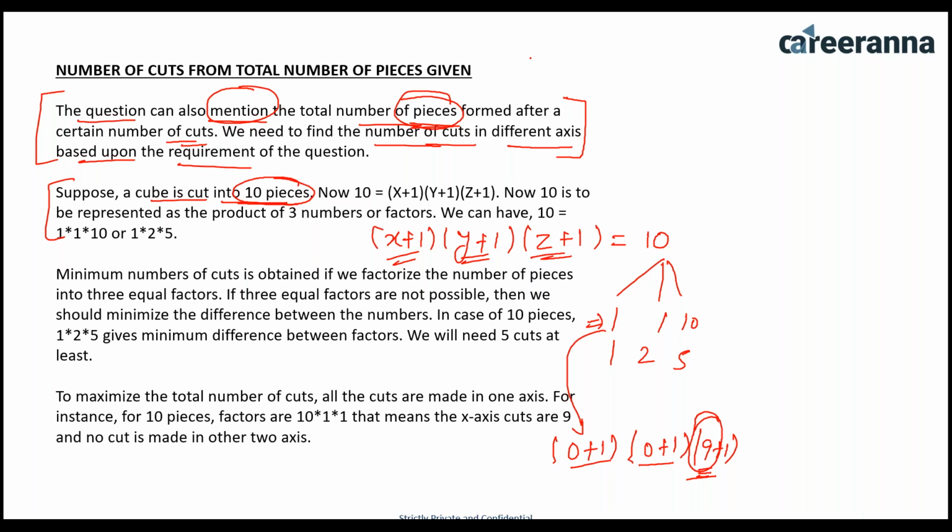Yes, Saloni. So your question is why can't there be more possibilities? Let me tell you why. So what you have to do is the whole idea is to divide 10 in three numbers where I can obtain 10 by multiplying those numbers. So this is one possibility. This is second possibility. Do you have any other possibility?